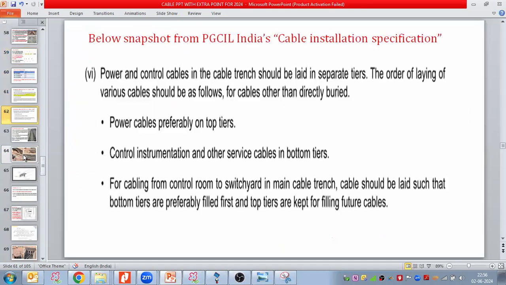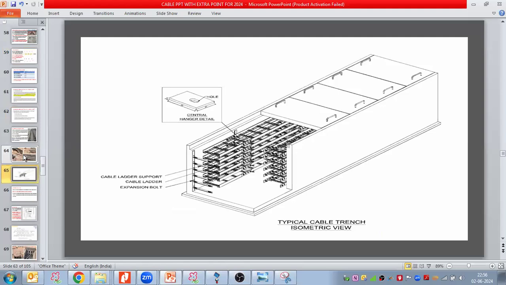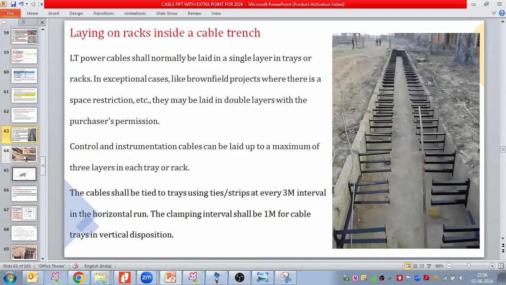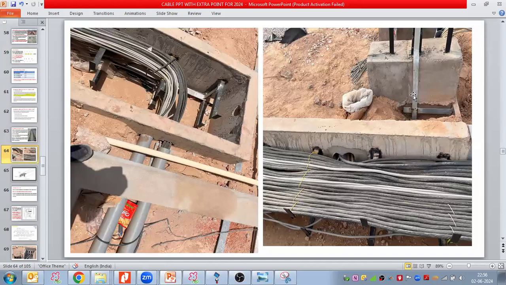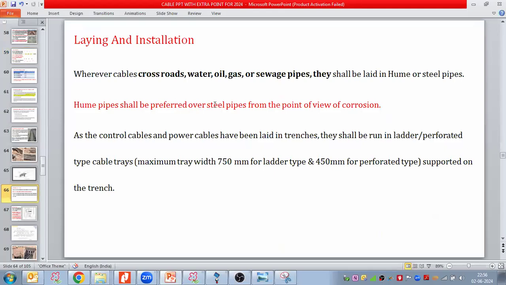A lot of things need to be discussed. This is all about the cable installations. This is the trench that we use for the cable inside the switch yard. This is how cable enters the trench. So we make a hole, then we take the PVC pipe through that, and the cables enter the trench.